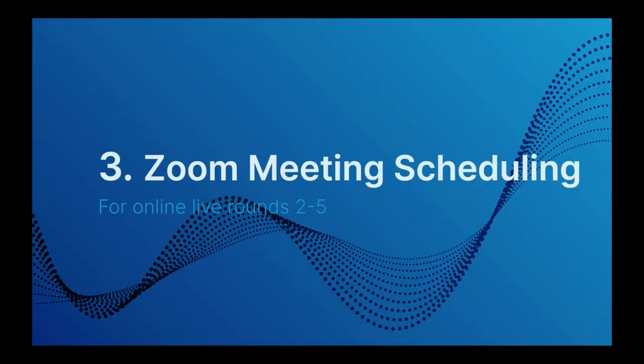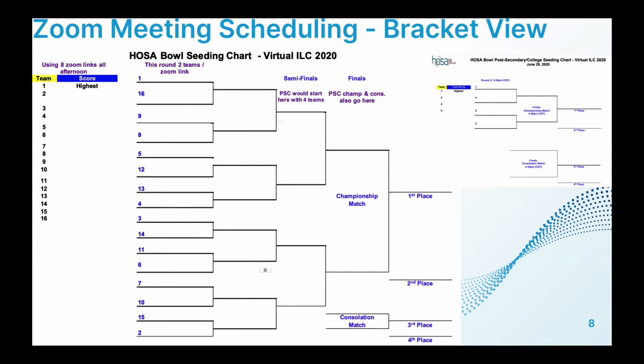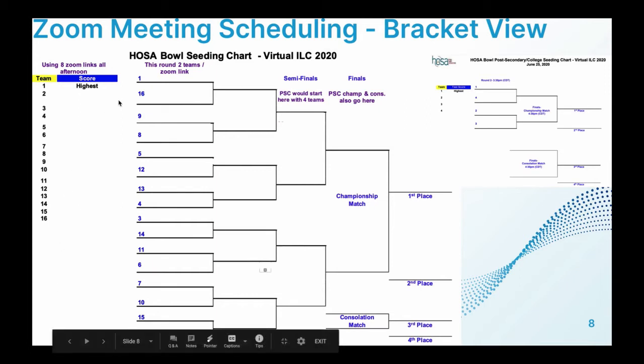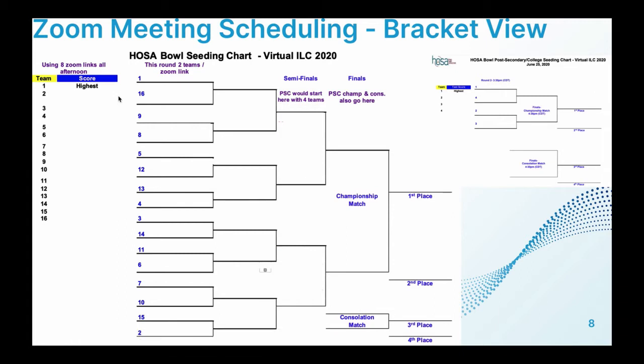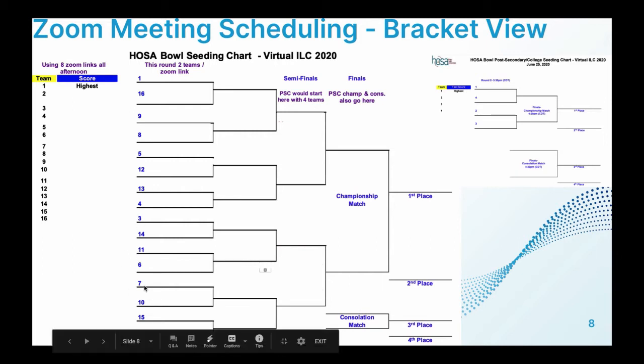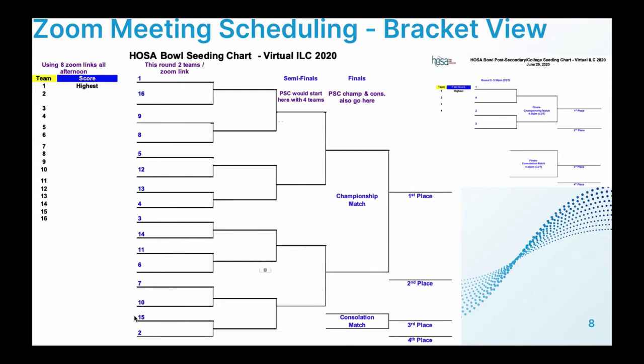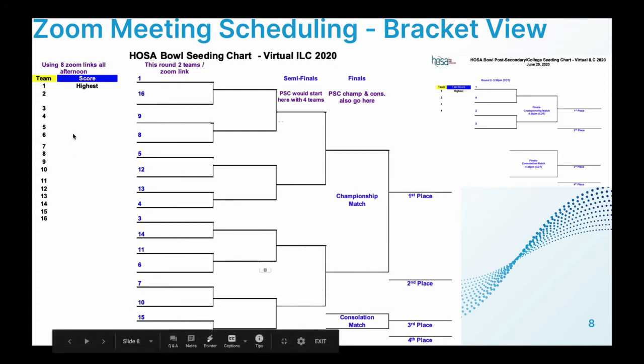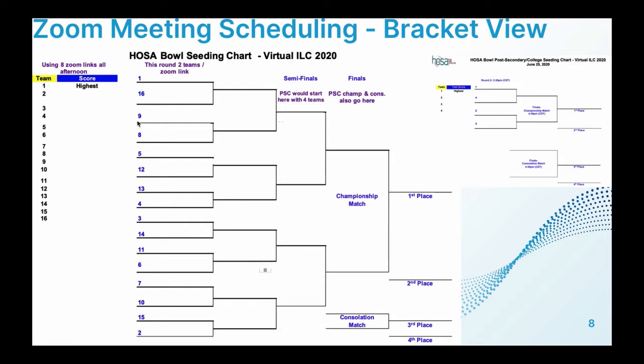So how do we schedule Zoom meetings? Well, what we did again was we took this bracket. Once you seed all the top 16 post-secondary teams, in our first meeting we called round 2A. We took the first team from each bracket and put them into a Zoom meeting. We did breakout rooms, 8 of them, in which each team would go into a breakout room with the 2 judges. Then we did a round 2B.